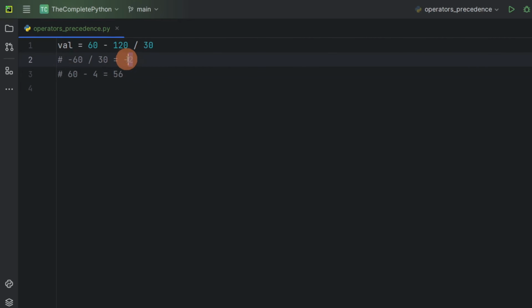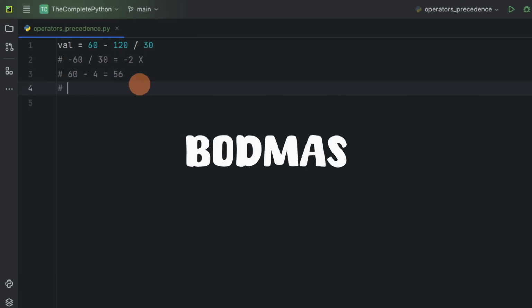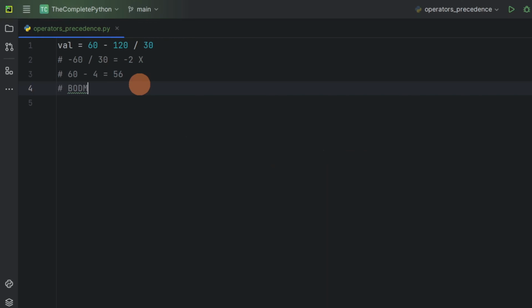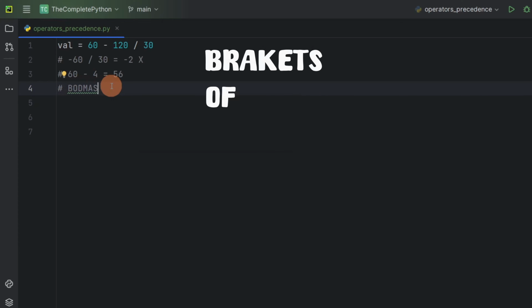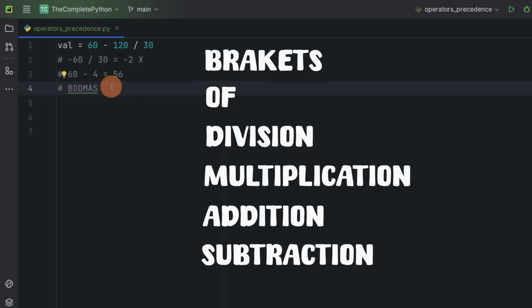Well, if you are getting minus 2, then it is incorrect. If you are getting 56, it is correct. You must have used BODMAS. You might have studied about BODMAS in your school. BODMAS stands for brackets, order, division, multiplication, addition and subtraction.